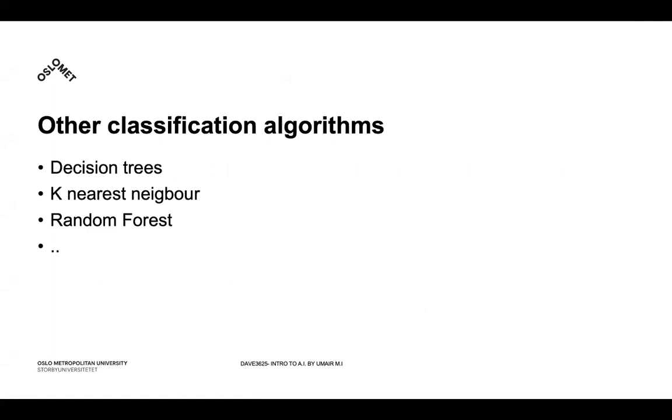So what we have done now, we have discussed three classification algorithms. We discussed logistic regression, naive Bayes, and the third one, which was just now, support vector machine. There are other classification algorithms. We have decision trees, k nearest neighbor, random forest. But I will leave it up to you to read them in your own time.